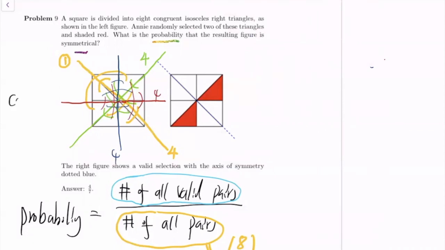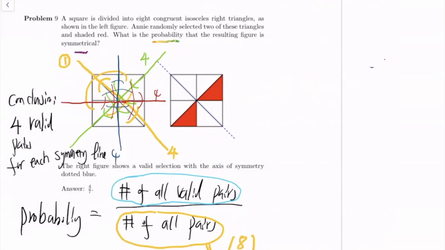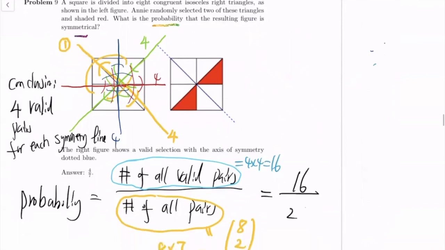All right, so the conclusion is four valid pairs for each symmetrical line. In total, you have four symmetrical lines, so this will be 4 times 4, which is 16. Therefore, the final answer will be 16 over 28, which simplified is 4 over 7.